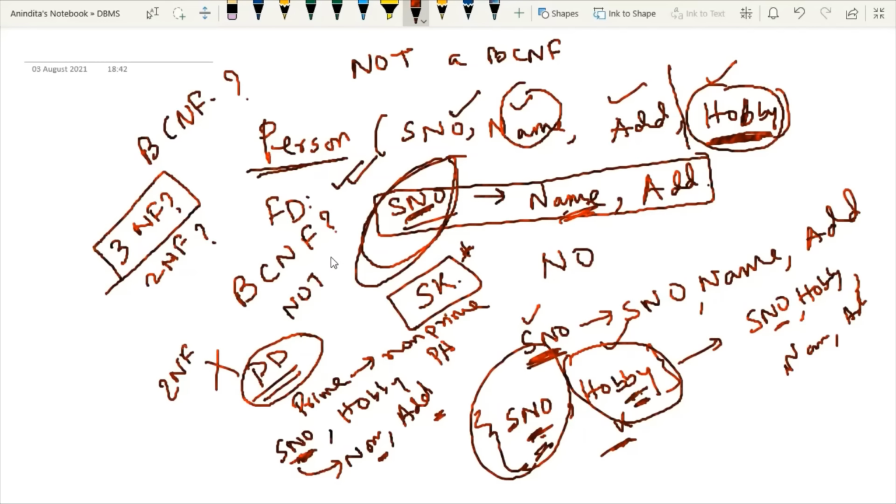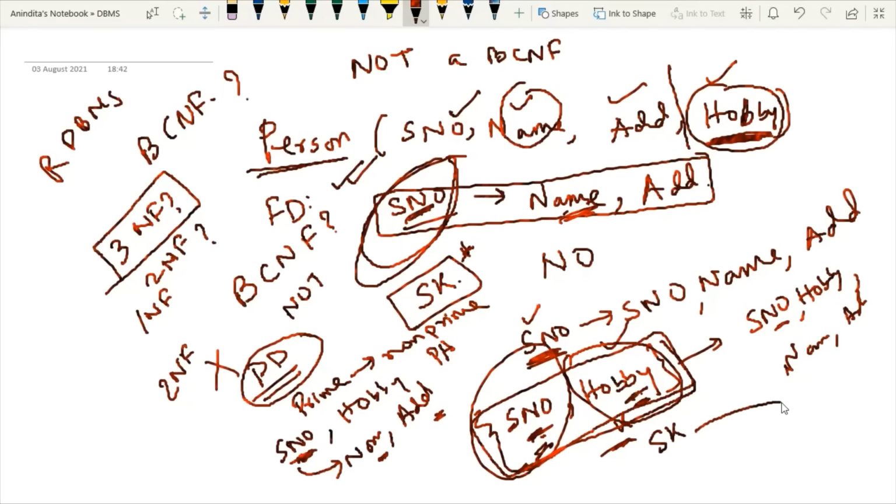Now there is one question. 1NF I am not checking, because if I am talking about RDBMS, it is in 1NF. But is it a candidate key? What is the definition of a candidate key? According to my discussion, it is a super key, and if it is minimal in nature, then I can say that it is a candidate key. How can I prove that it is minimal? Simple. S number alone is not a key. Hobby alone is not a key. So the combination of S number and hobby is minimal. So it is a super key as well as a candidate key.